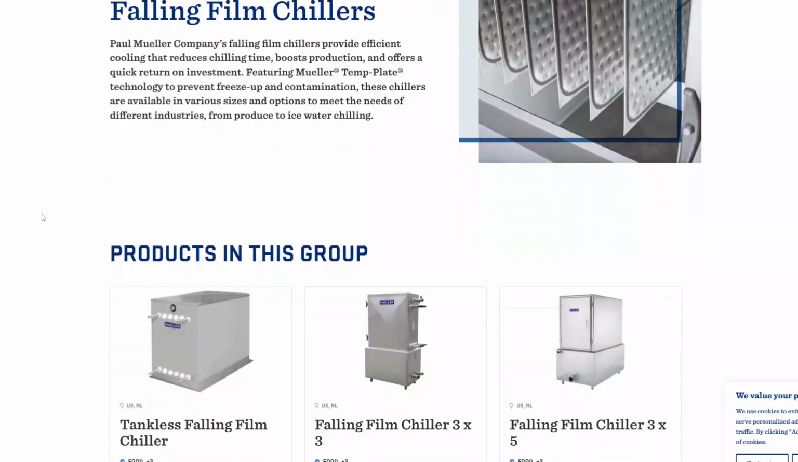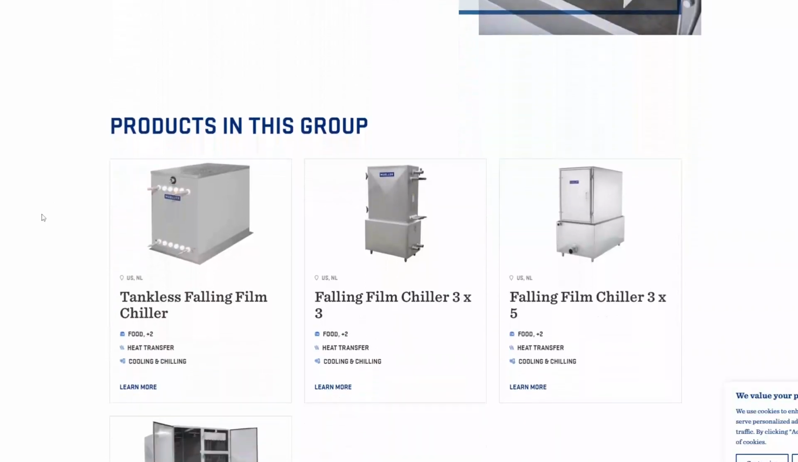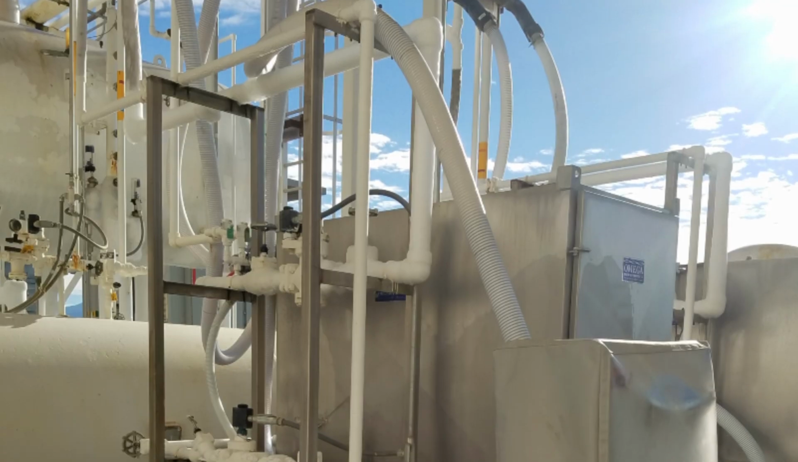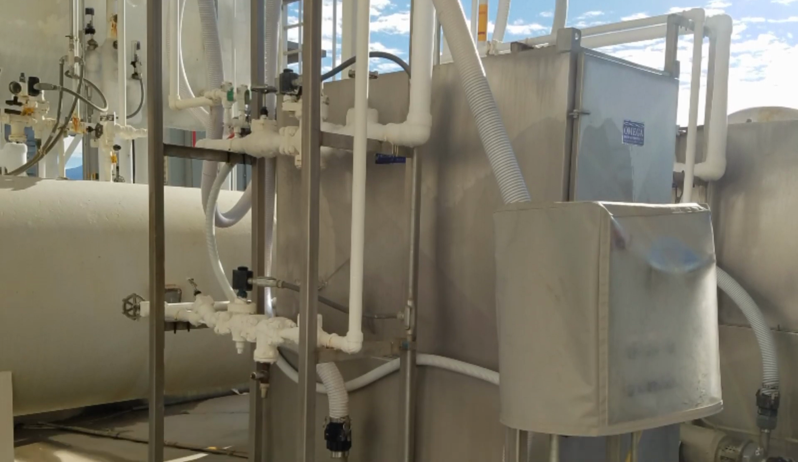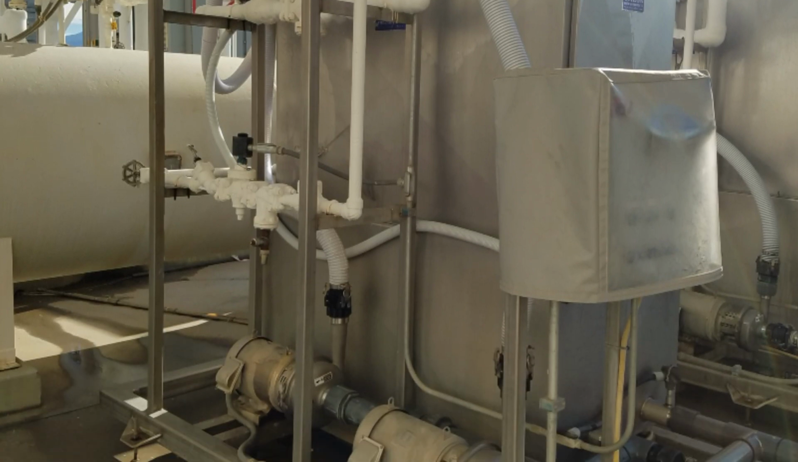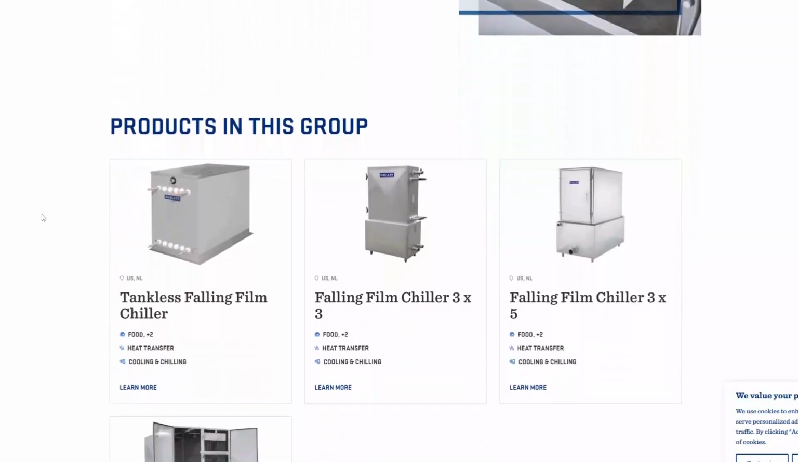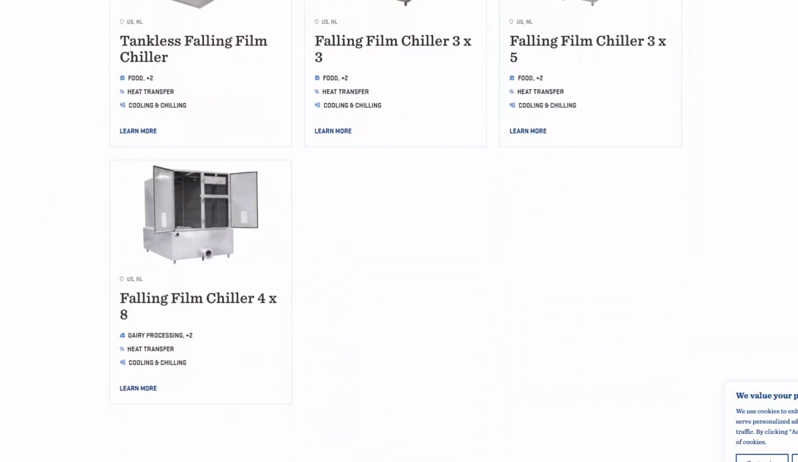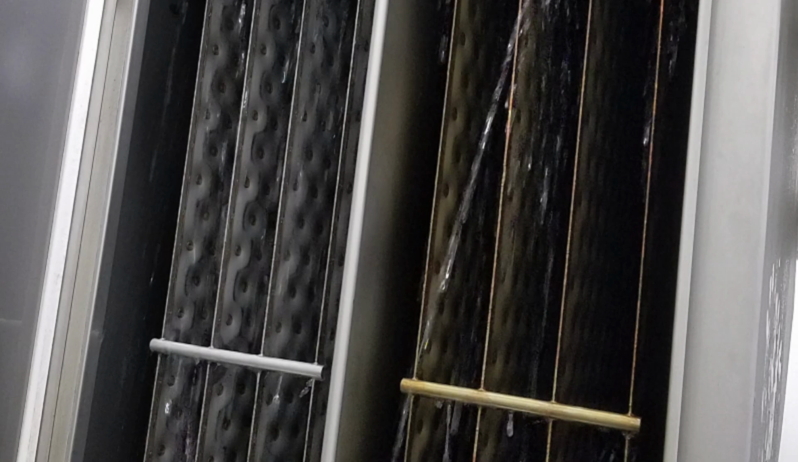Falling film chillers are designed to provide efficient heat transfer by allowing a thin film of liquid to flow over a cooled surface, maximizing contact between the liquid and the cooling medium. In a falling film chiller, the liquid to be cooled is distributed evenly over the plates, forming a thin film. Gravity causes this film to fall over the chilled plates, allowing efficient heat exchange as the refrigerant inside the plates absorbs heat from the liquid. The large surface area of the falling liquid film enhances the rate of heat transfer.